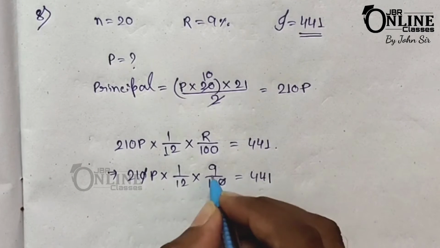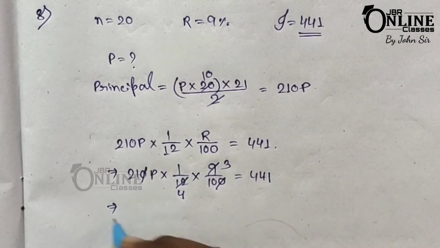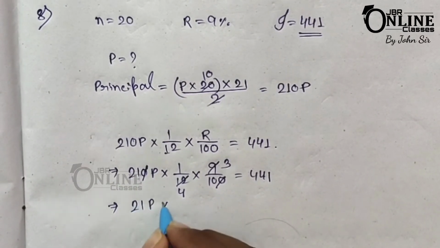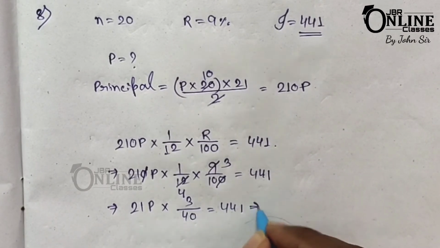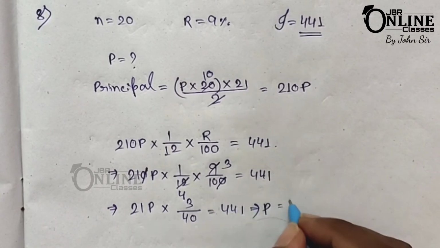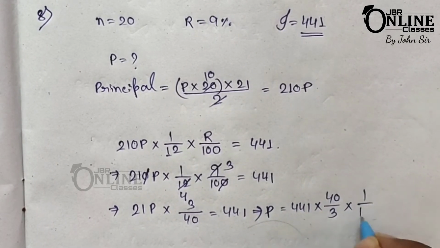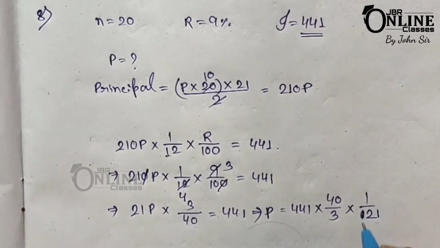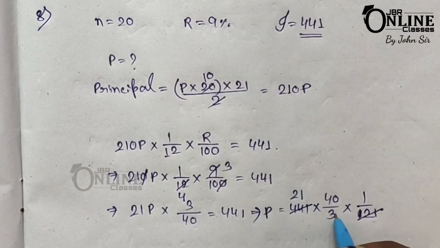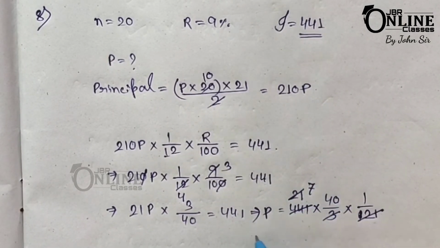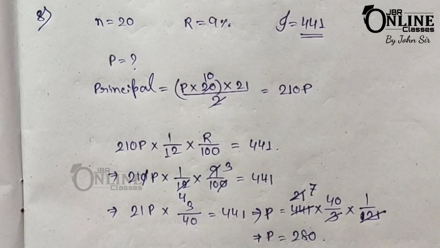So 0 0 cancel out, 3 4s are 12, 3 3s are 9, then here 21p into 3 by 40 equal to 441. So from that, here p equal to 441 into 40 by 3 into 1 by 21. So now 21 cancel out with 441, it becomes 21, then 3 divided by 21 becomes 7. So here p equal to 7 into 40, that equal to 280. So 280 is the answer.